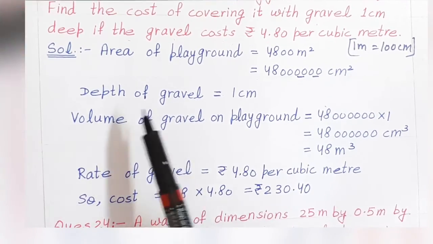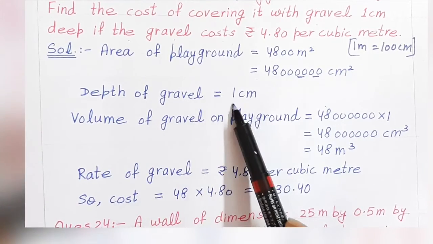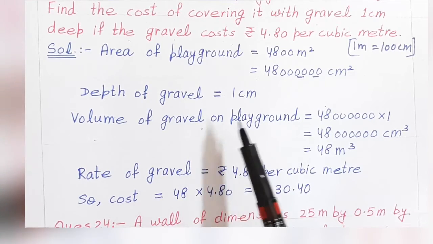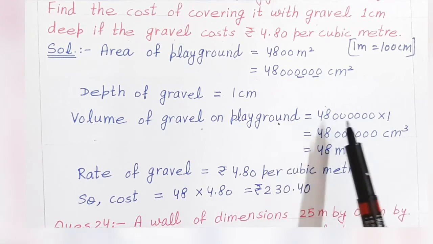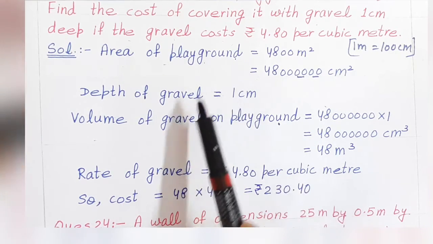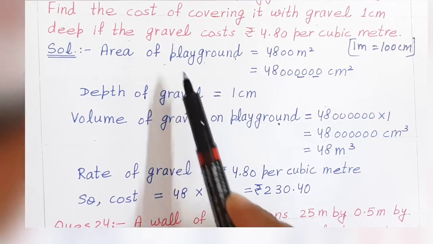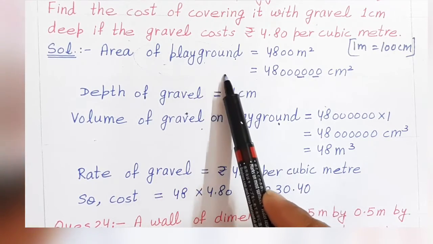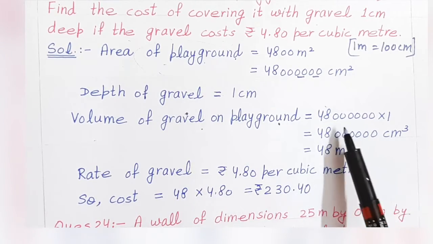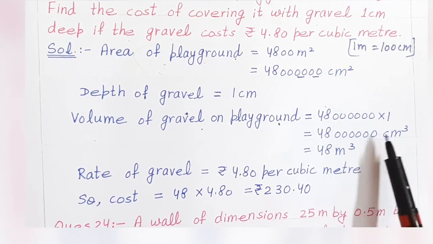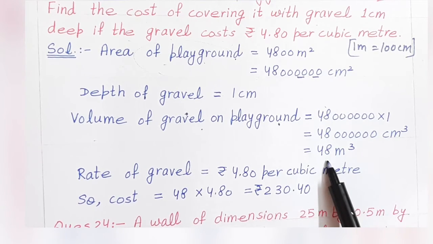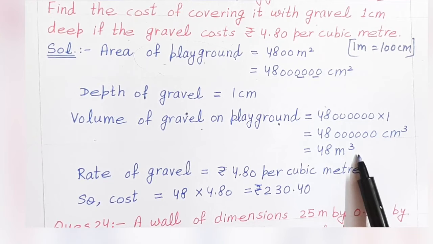Now the depth of gravel is 1 centimeter. Volume of gravel on the playground will be, you have to multiply the area of the playground into its depth. What is the area of the playground? That is length into breadth, and depth is its height. So after multiplying this, we can again convert into meter cube. So it will come out to be 48 meter cube.